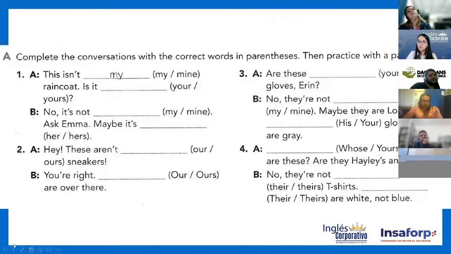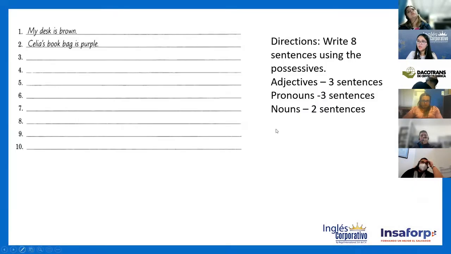Now it's time for you to practice. You are going to complete these sentences, right? Vamos a crear, you're going to create sentences. We have the example, my desk is brown, Celia's book bag is purple. Estamos utilizando el posesivo de adjetivo, estamos utilizando el possessive de noun. Entonces, ¿qué vamos a hacer? You're going to create 8 sentences. Usando los adjectives, 3 oraciones, los pronouns, 3 sentences, y 2 ejemplos utilizando as a nouns.